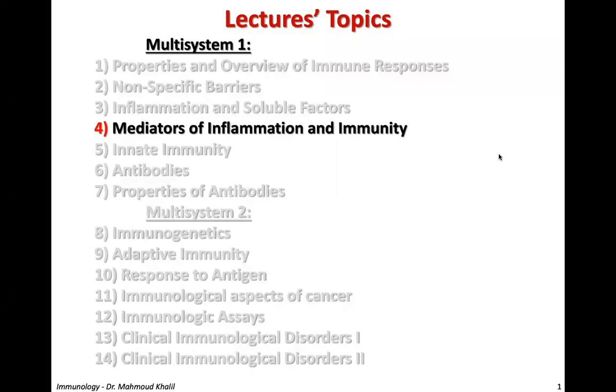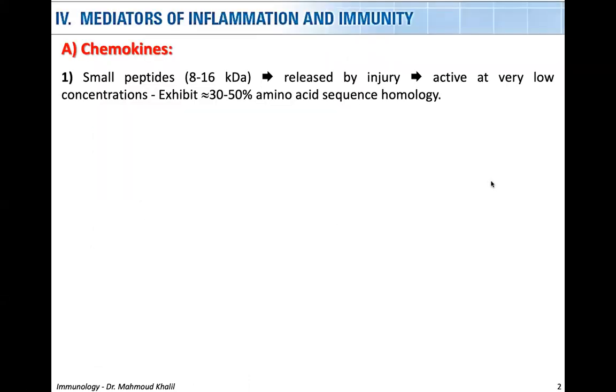Okay, hello. So we'll start the fourth topic of immunology, which is the mediators of inflammation and immunity. So basically, we'll talk about two mediators of inflammation. The first one is the chemokines.